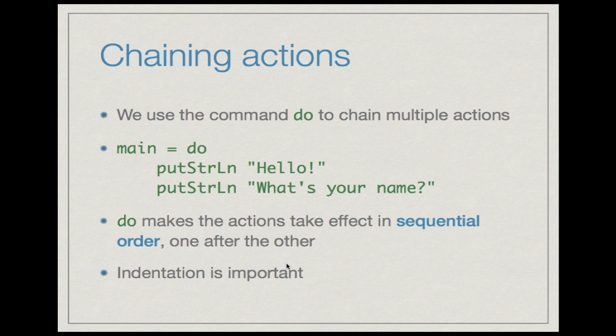Standalone actions are not of much use unless you can perform a lot of actions, and Haskell provides a way to chain actions. We use the command do to chain multiple actions. For example, you could say main = do putStrLn "hello"; putStrLn "what's your name". Do makes the actions take effect in sequential order, one after the other, in the order presented in the program text.